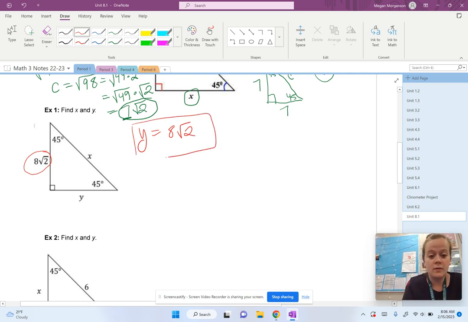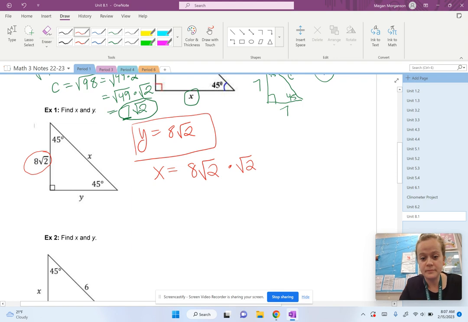We also know that the hypotenuse is the leg times the square root of 2. We have lots of square root of 2's in here. So hypotenuse is x. We know hypotenuse is the leg, which is 8 root 2 times root 2. Okay, and here you're just going to be combining square roots. So remember, if you've got a square root times a square root, you can put them both under the same square root.